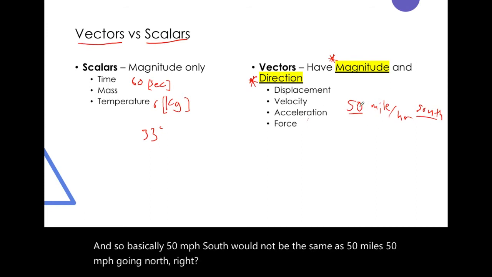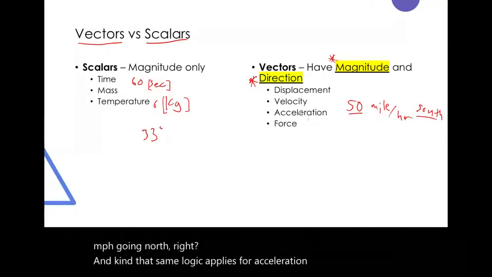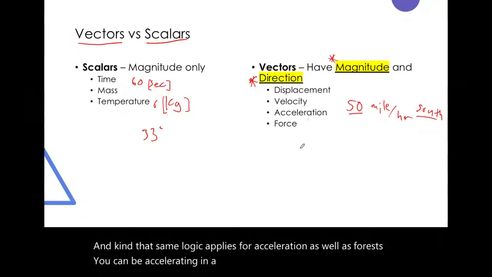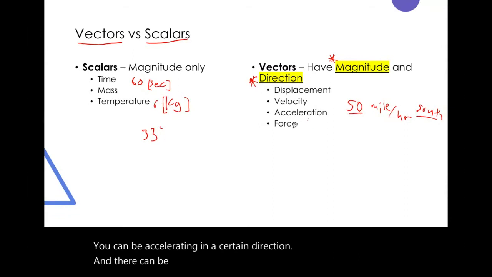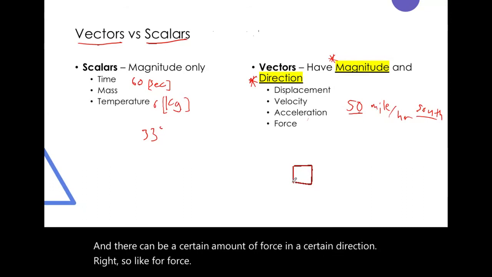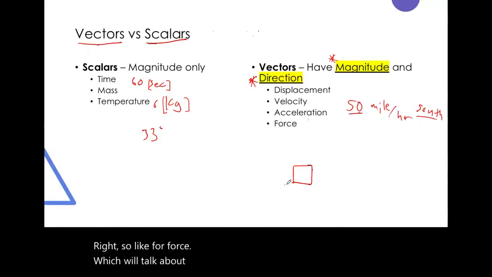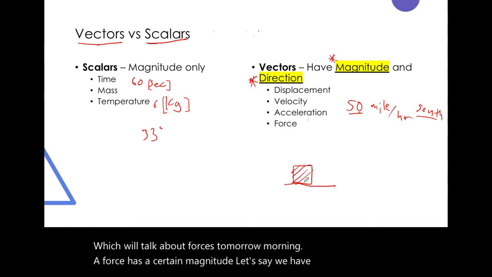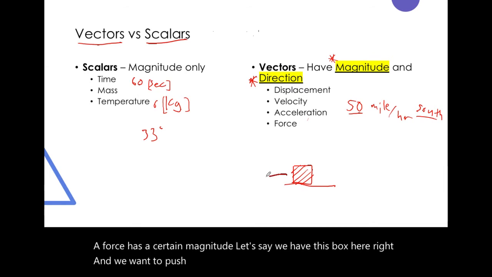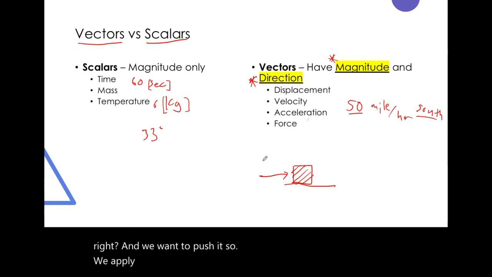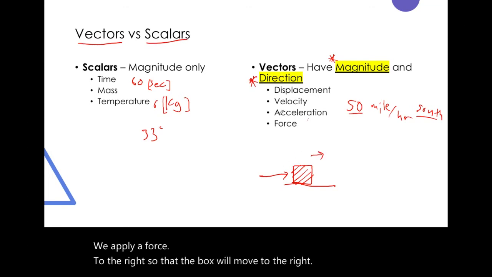That same logic applies for acceleration as well as force. You can be accelerating in a certain direction, and there can be a certain amount of force in a certain direction. For force, which we'll talk about tomorrow morning, a force has a certain magnitude. Let's say we have this box here and we want to push it. So we apply a force to the right so that the box will move to the right. All that is to say that vectors have a certain magnitude, which tells you how much.